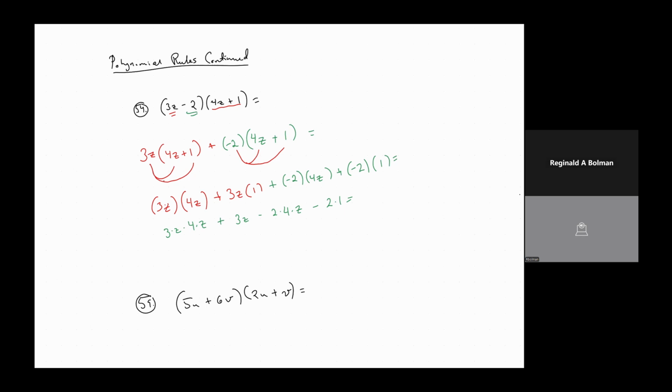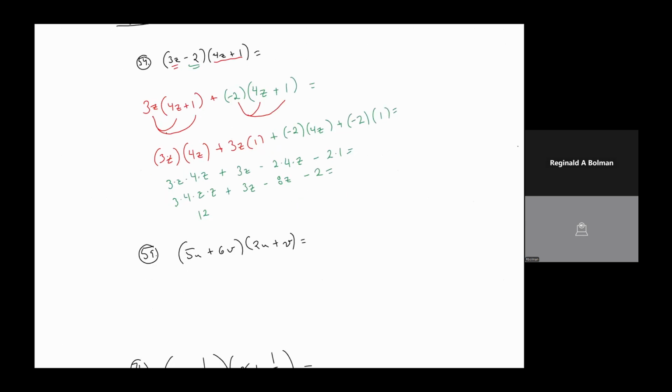Because now I've got to do the commutative law. I've got to move around my terms, 3 and my 4, and you'll have z and z being multiplied together. 3z doesn't change. 2 times 4 gives me 8, so you should have 8z here. And 2 times 1 gives you 2. 3 times 4 gives you 12. Z times z is z squared.